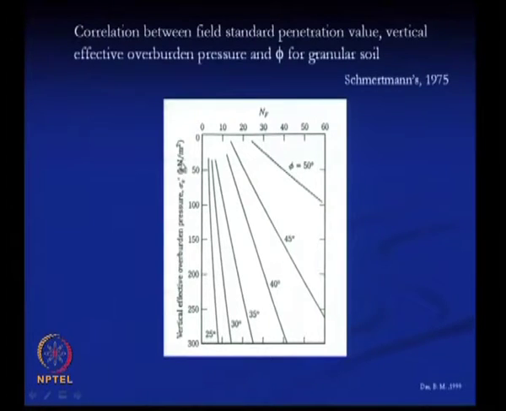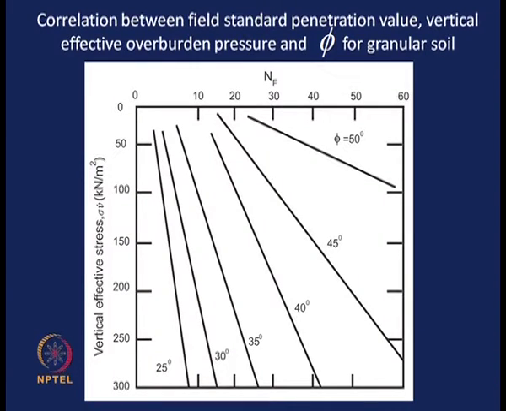Now, there are many charts or correlations available by which, if we know this N value, either a field N value or corrected N value, then by using those charts or correlations we can determine the soil properties, undrained cohesion or the friction angle phi or any other properties of the soil. Here I am just explaining one chart, by which we can determine the phi value of the soil.